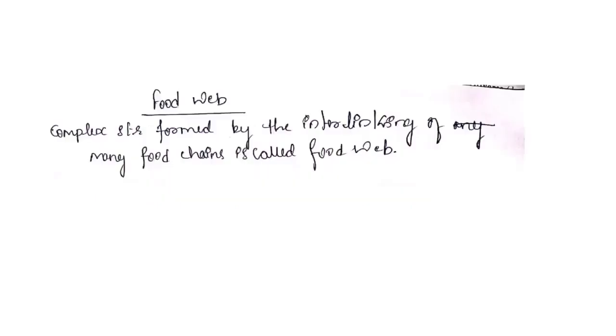Here, in the food web, what happens is there are interlinkages. A complex structure formed by the interlinkages of many food chains is called as food web.